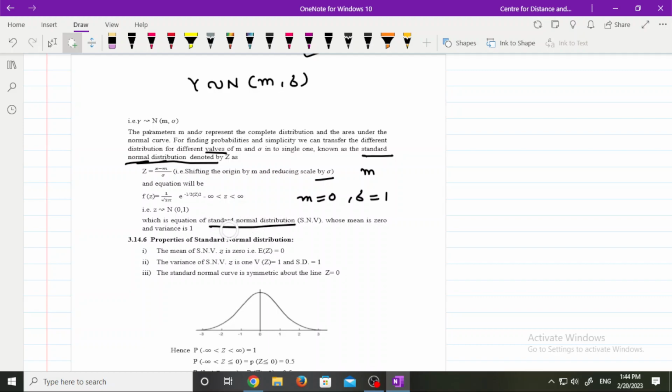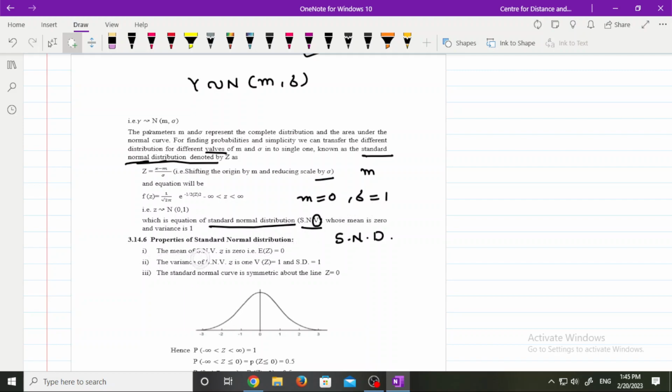This equation is our standard normal distribution, and it is represented as S.N.V., that is, standard normal variable. The standard normal distribution has mean 0 and variance 1, that is, m equal to 0 and sigma equal to 1.